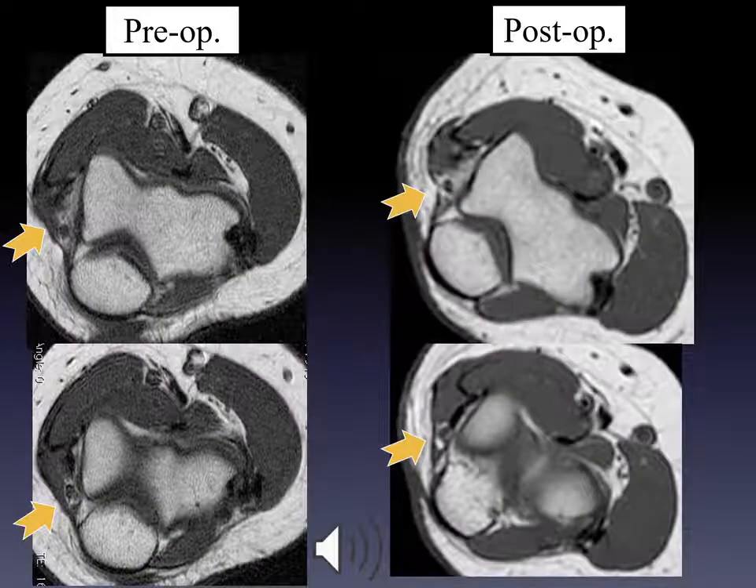The arrow is pointing towards the prominent triceps medial head and the tunnel with muscle strengthening in T1, preoperatively on the left, and after coming back to normal postoperatively on the right.